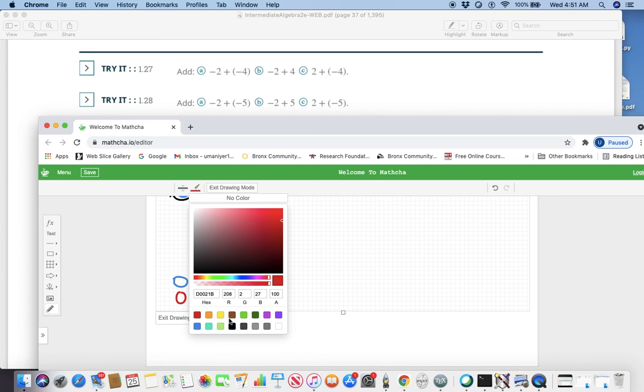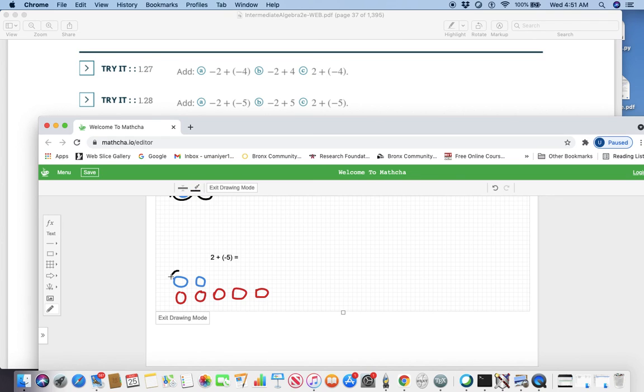A negative and a positive, they add up to be 0. 1 negative and 1 positive, they cancel each other. 1 negative and 1 positive, they cancel each other. So I'm left with 3 red counters. Red is a negative and 3 of those, so -3. That's how you address these problems.